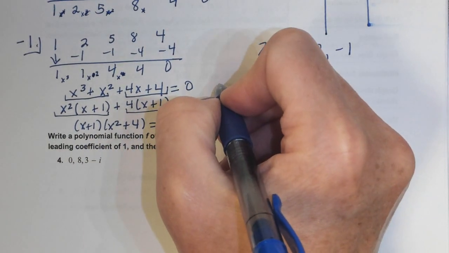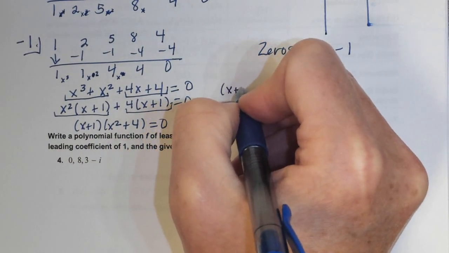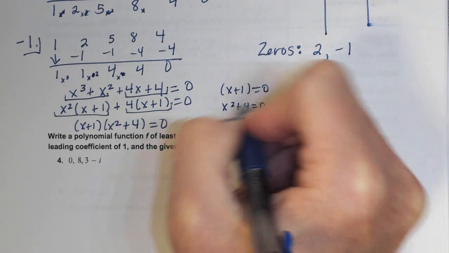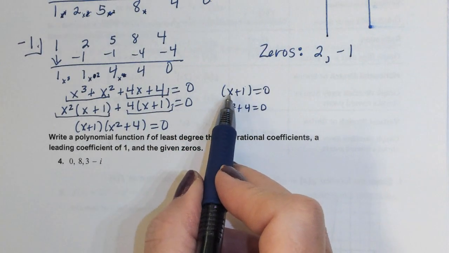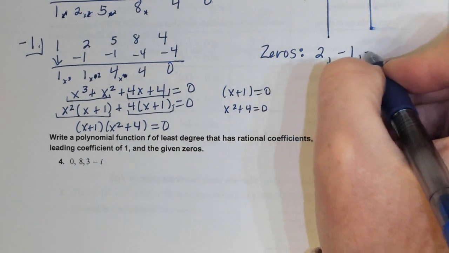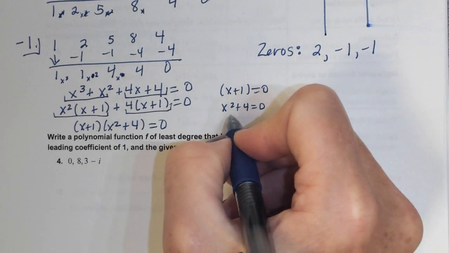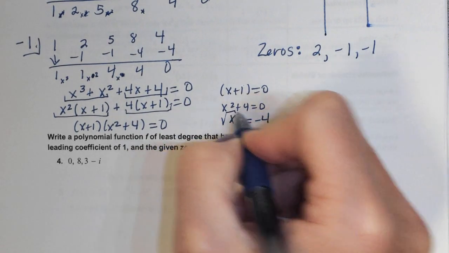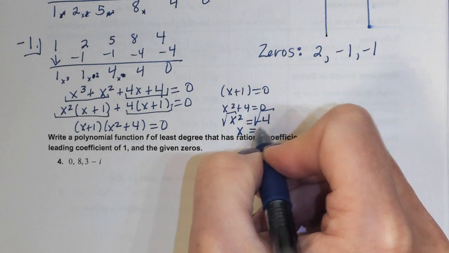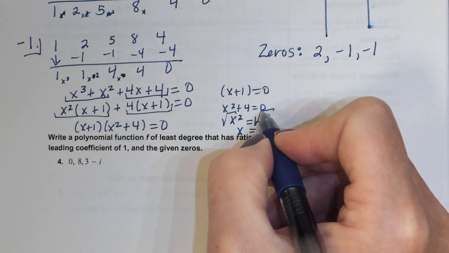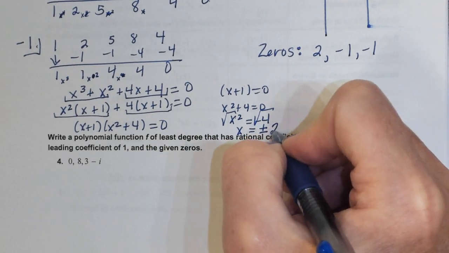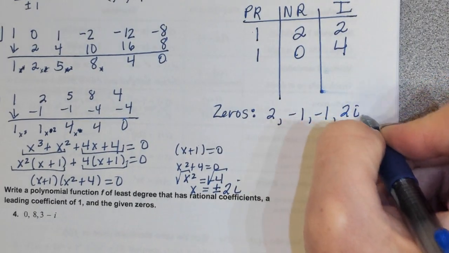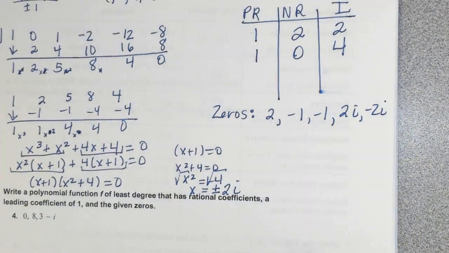So now these are my other two factors. So I have to solve. I've got x plus 1 equals 0, or x squared plus 4 equals 0. This is easy to solve. What plus 1 is 0? Well, that's negative 1, right? This one, I'm going to have to do x squared equals negative 4. Take the square root of both sides. X equals plus or minus the square root of negative 4, which is 2i. So my other two zeros are going to be 2i and negative 2i.